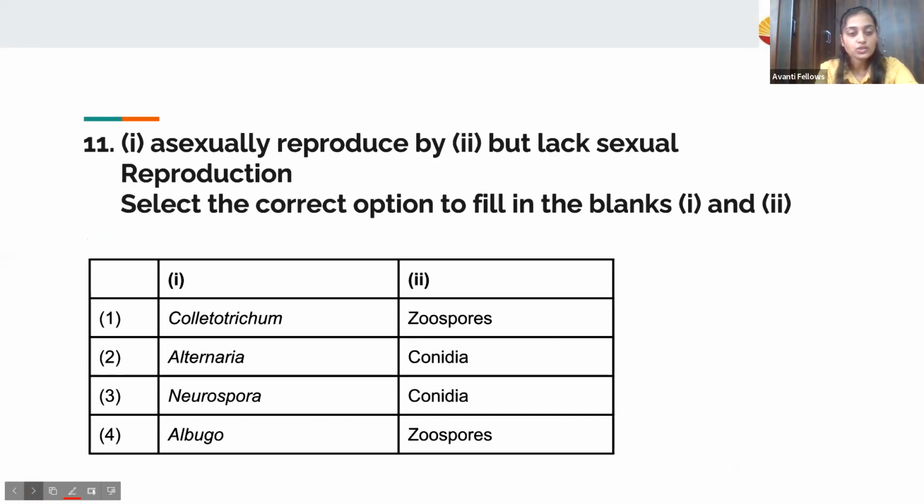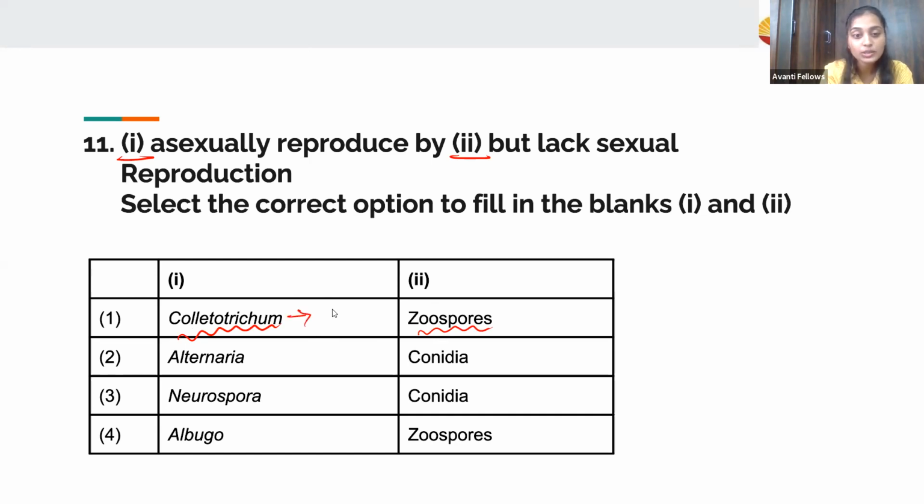So the next question is the 11th question. Here they have given us two blanks. They are telling us that the first one is usually asexually reproduced by the second blank, but lacks sexual reproduction. So let's see the options. The first option says Colletotrichum is asexually reproduced by zoospores, but lacks sexual reproduction.